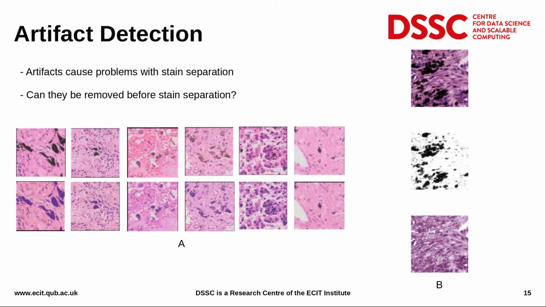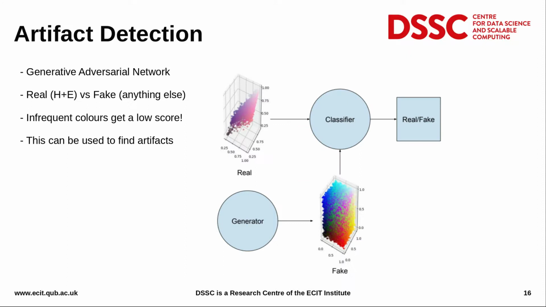We propose an artifact detection system that can be used to detect and remove artifacts prior to the application of stain separation methods. Our proposed artifact detection approach is based on generative adversarial networks. The discriminator must learn a decision boundary between RGB colours that do occur in hematoxylin and eosin images and those that do not. The generator is used to sample RGB colours that do not occur in hematoxylin and eosin images. The discriminator assigns probability values to pixels, representing their likelihood of occurring in hematoxylin and eosin images. These probability values can be used to detect artifacts.